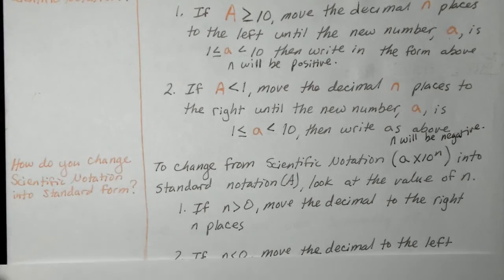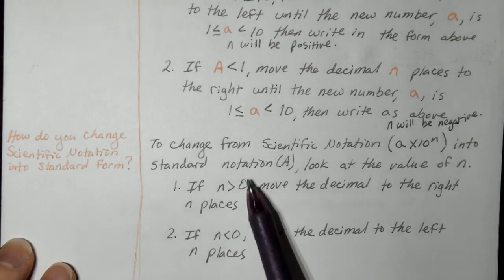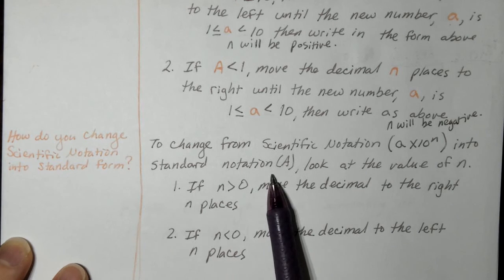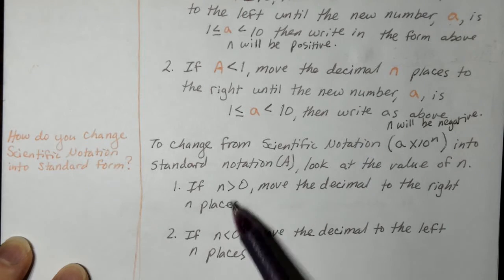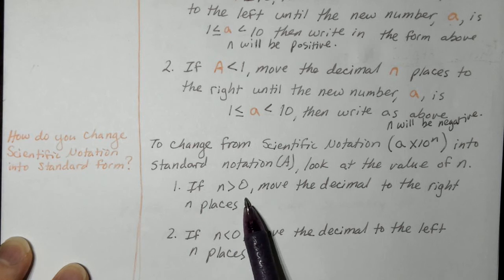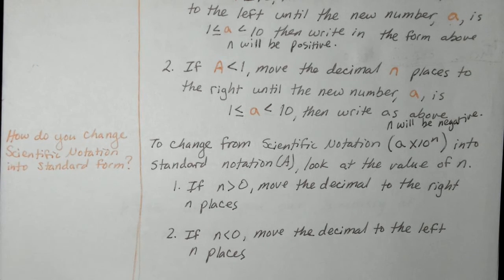So, how do you change scientific notation into standard form? To change from scientific notation, a times 10 to the n, into standard notation, just our capital A from up there, look at the value of n. If n is greater than 0, move the decimal to the right n places. But if n is less than 0, move the decimal to the left n places. Okay, so that's a whole bunch of words. What do those words mean? Let's put them together into some examples.